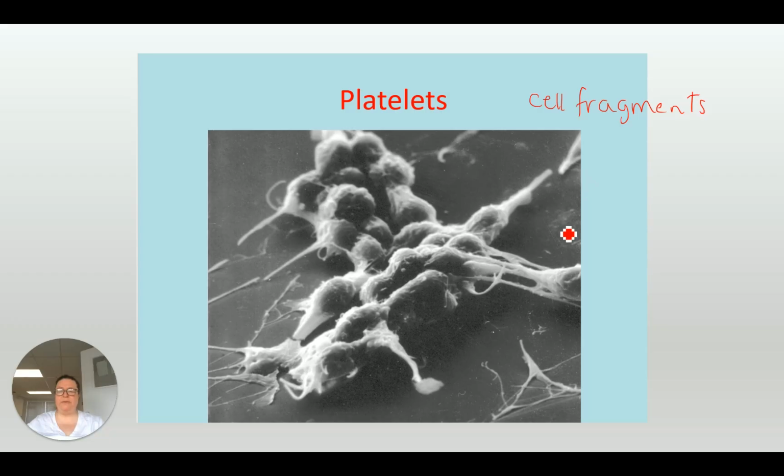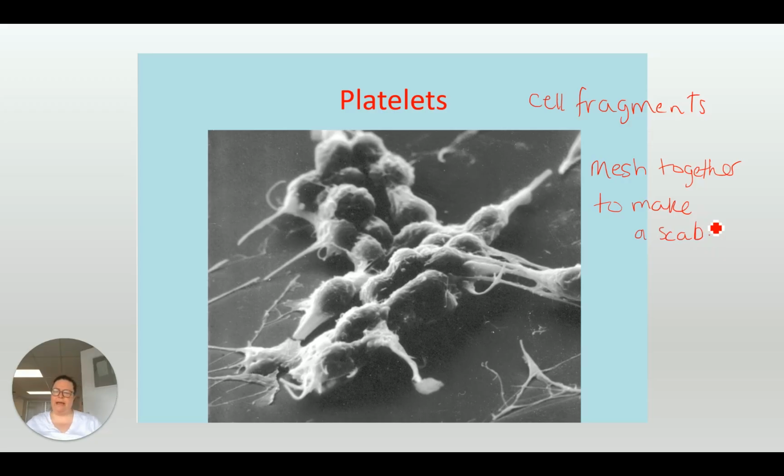Okay, so they're bits of cell, hence they're the smallest. And what they do is if you cut yourself, they will all mesh together like this to make a scab. And the purpose of a scab is twofold.